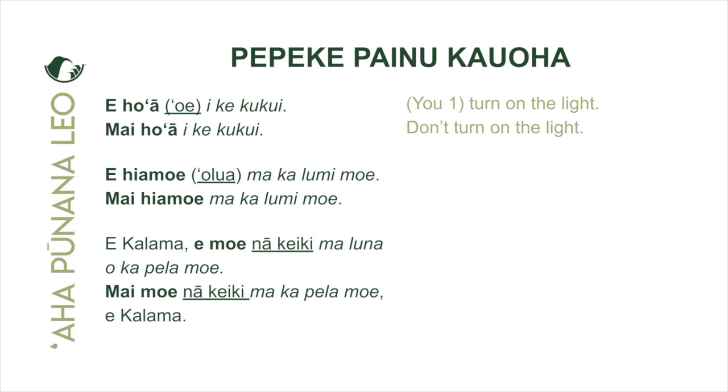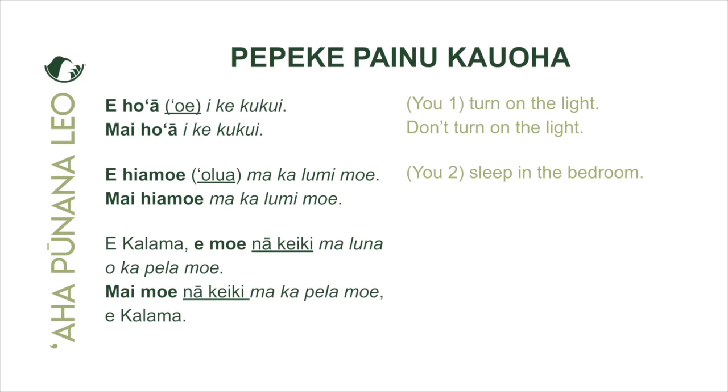Second sentence, second example is e hiamoe ʻolua ma ka lumi moe. Okay? E hiamoe ʻolua ma ka lumi moe. Hiamoe, to sleep, ʻolua, you two, ma ka lumi moe, right? Ma ka lumi moe, in, on, or at the lumi moe. Okay, any ideas, any manaʻo? Something about you two go sleep where? Someplace, right? Mahea, where? Ma ka lumi moe. Let's take a look. Pololei, you two sleep in the bedroom. Okay, you two guys, e hiamoe ʻolua ma ka lumi moe.